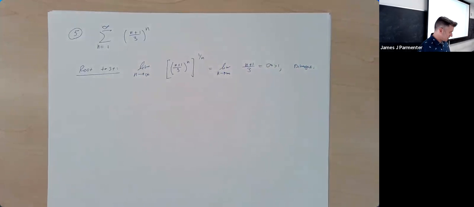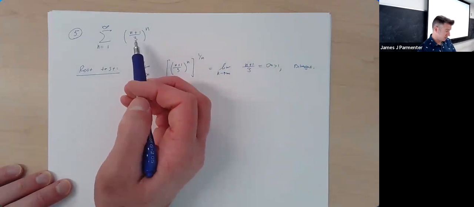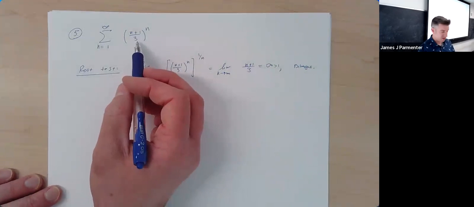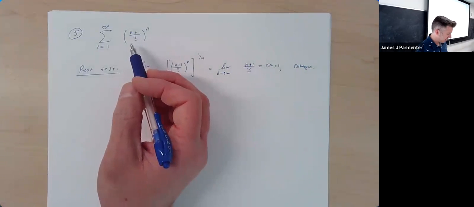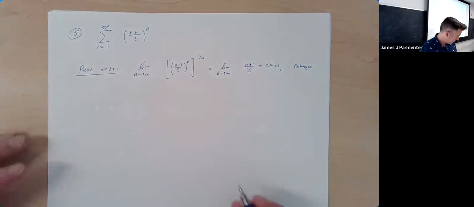We also probably could have just seen that by using the nth term test, right? Our sequence here is not getting closer and closer to 0. It is definitely getting infinitely large. So again, not a very interesting example, but it is an example. Let's look at, oh yeah, here's a better example.